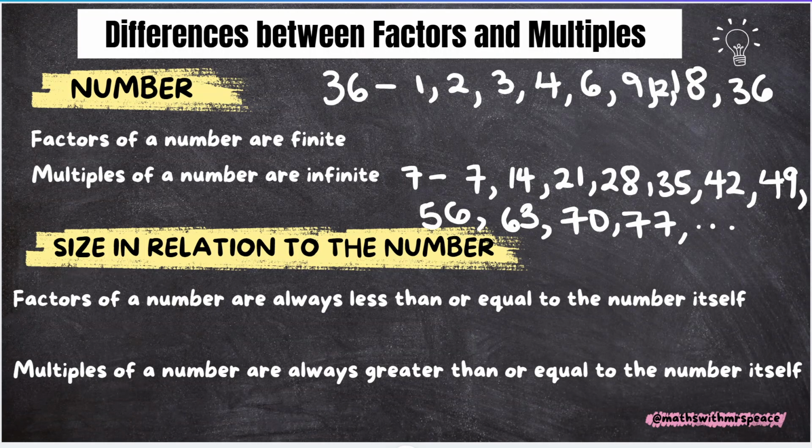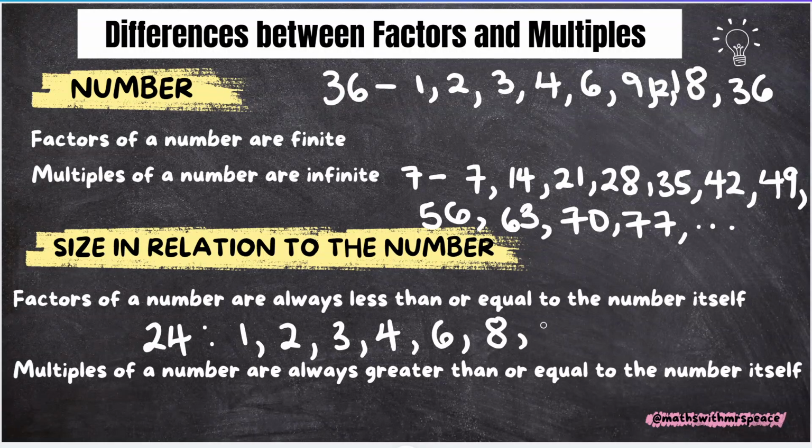Another difference between factors and multiples would be size in relation to the number. For factors of a number, we say factors of a number are always less than or equal to the number itself. So we're talking about the number of factors, that is. So if you look at, say, factors of 24, we have 1, 2, 3, 4, 6, 8, 12, and 24 itself.